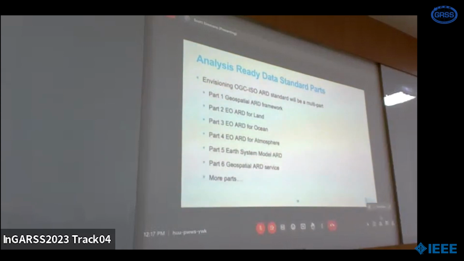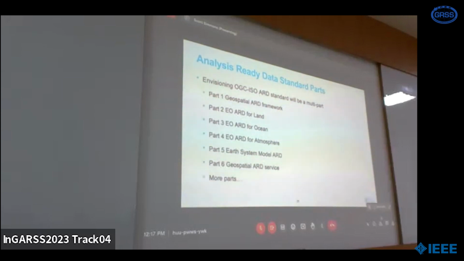So if you look at the parts to be developed, currently the framework is very far along. We can start with the CIOS framework. And so we're writing a geospatial ARD framework that will support all types of geospatial data. That will be the organizer. The other parts will plug into it. So when I talk about analysis ready, these are the basic definitions I use.